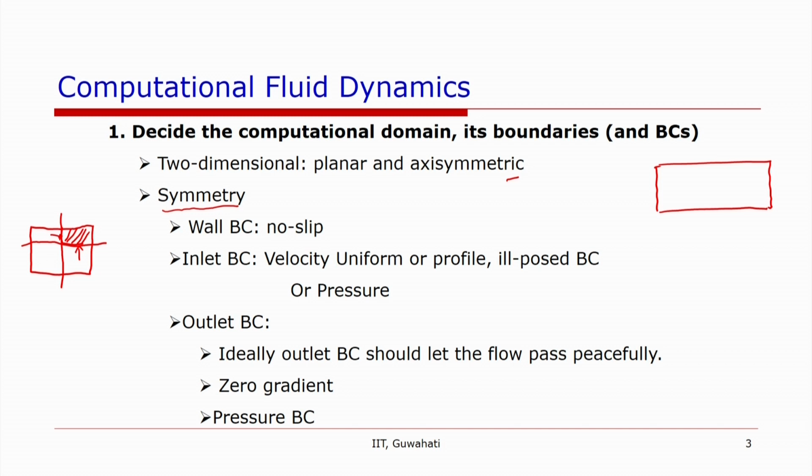For the wall, generally we have a no slip boundary condition. No slip means that there is no slip between the solid wall and the fluid. That means the velocity of the fluid adjacent to the wall is equal to the velocity of the wall. So, if the wall is stationary, then the fluid velocity is also 0.